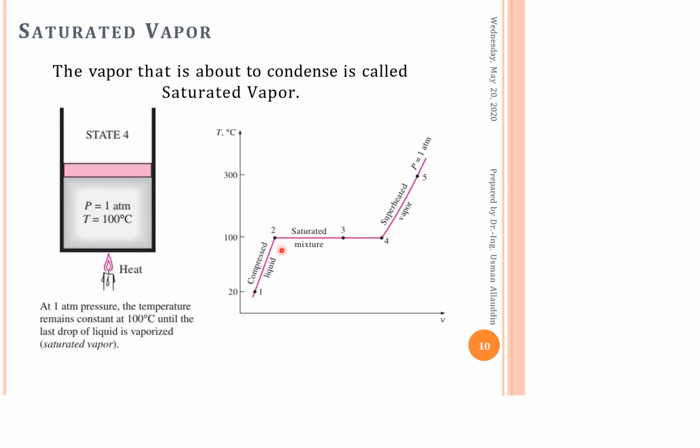So stage 2 is called saturated liquid, and stage 4 is called saturated vapor. So what is a saturated vapor? When our liquid is completely vaporized, we call it saturated vapor, and after this it is called superheated vapor, from 4 to 5. From 1 to 2 we have increased our heat, from 2 to 4 we are giving constant heat, and after that we are also adding heat to the system as well.